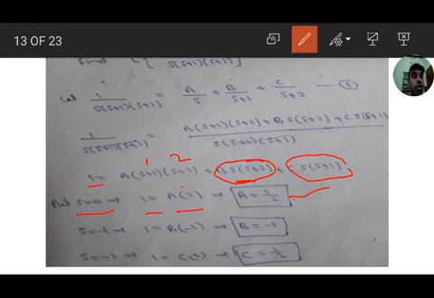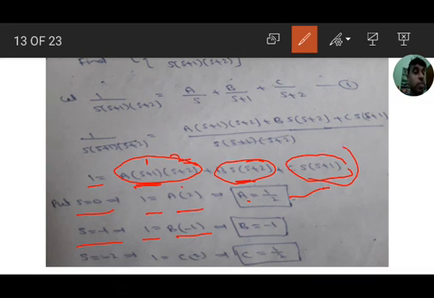And next s equal to minus 1. Next substitution, 1 as it is, a into minus 1 plus 1 we get 0, means this total term will be 0. And b into minus 1 plus 2, minus 1 plus 2 means 1, so b into minus 1, and c term with s equal to minus 1 will be 0. So 1 equal to b into minus 1, therefore b equal to minus 1.